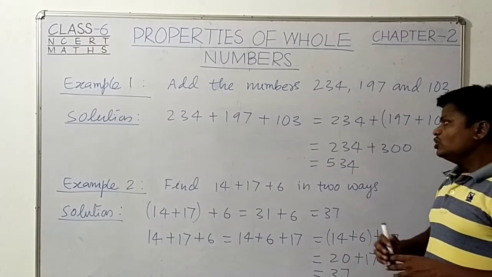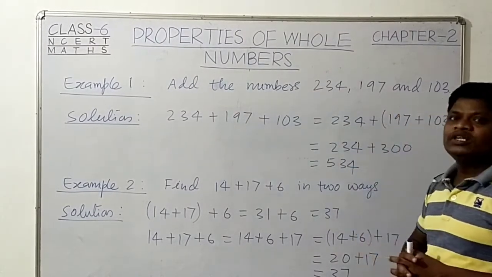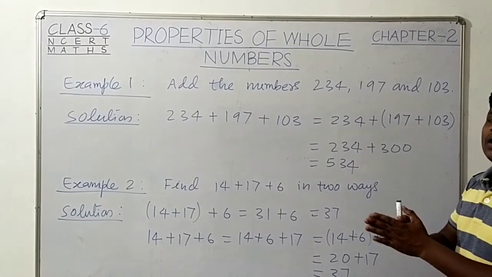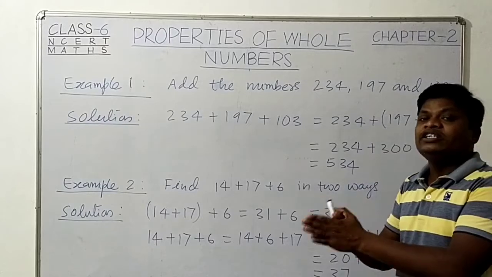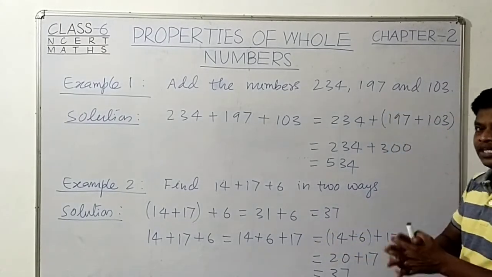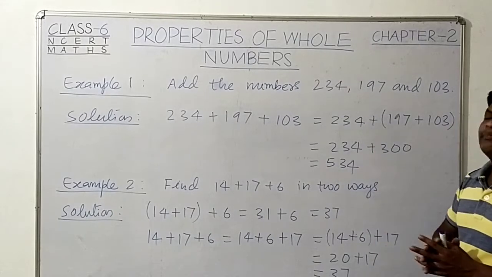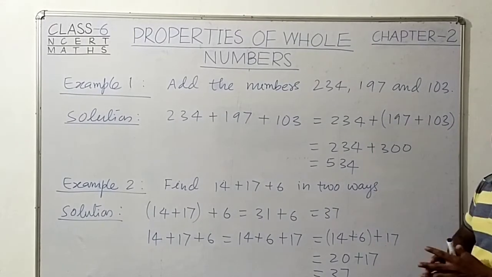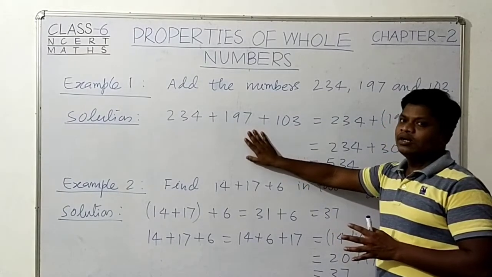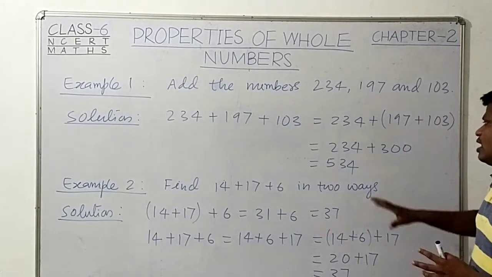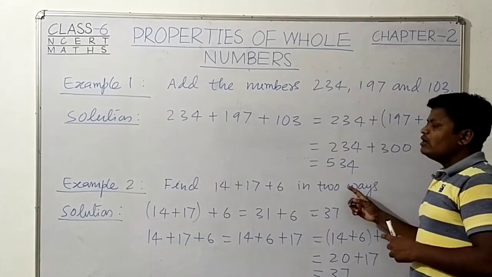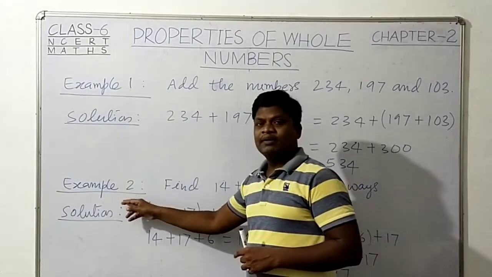So first of all, in this type of question you have to see the numbers which can be easily added, right? जिन numbers को हम properly add कर सकते हैं आसानी से और जल्दी, तो इस तरीके के नंबर हमको यहाँ पर ग्रुप में अरेंज करने होते हैं. So you can see how we have used the property of associativity and we have solved the answer, that is 534. Now we will take another example, which is example number 2.